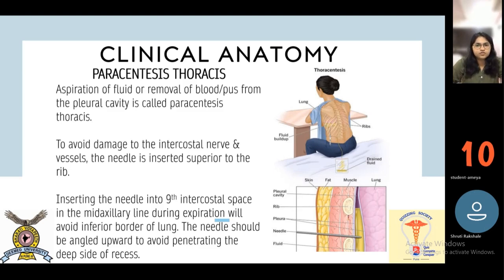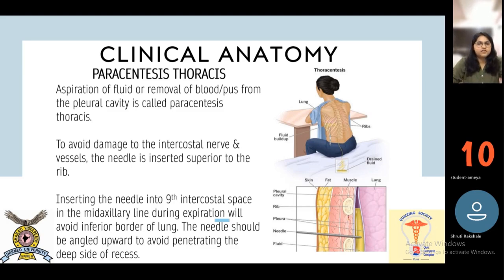To avoid any damage to the intercostal nerve and the vessels, the needle is inserted superior to the rib. As you can see in the diagram, below the upper rib, there are vessels. So we have to make sure that it doesn't insert there. So it penetrates skin, fat, and muscle.